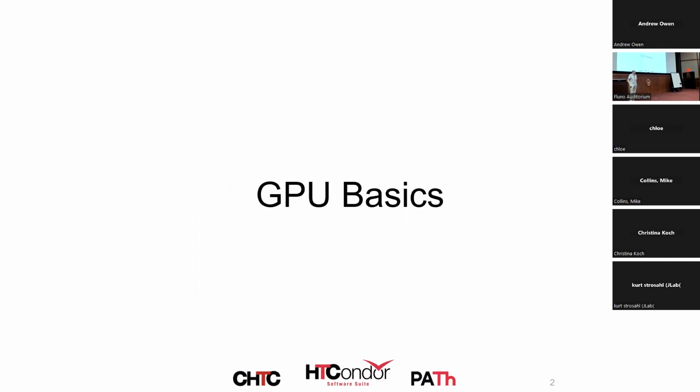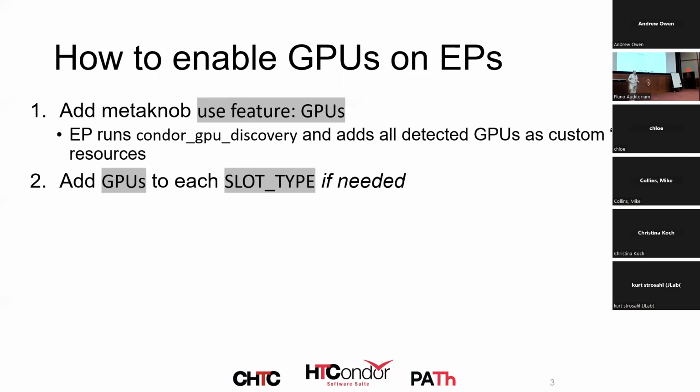We'll start first off with the basics for admins and users alike. If you've got this nice brand new server with a bunch of GPUs in it, how do you actually get HTCondor to use these? I think we've made this pretty simple over time. We have this nice meta knob that's use feature GPUs, and more or less you stick that in your config and you're good to go. Under the hood, this runs something called condor_gpu_discovery, and it sticks all the GPUs it sees into a bucket of GPU resources that you can assign out as you like.